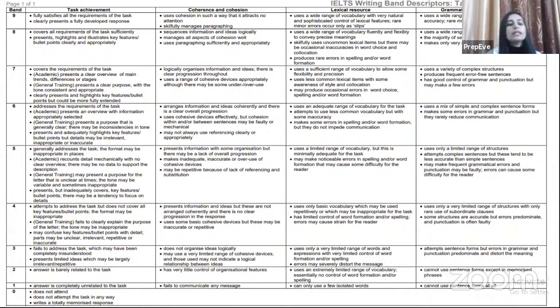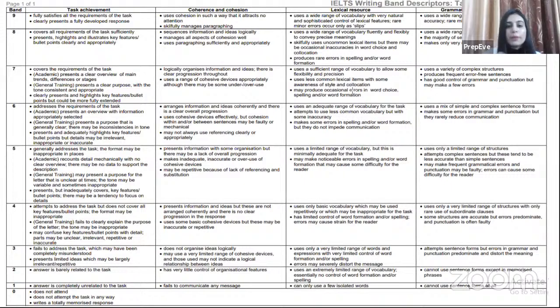The first one is your task achievement. The second parameter on which you're evaluated is your coherence and cohesion. The third one is your lexical resource, and the last one is grammatical range and accuracy. Each of these four parameters carries a weightage of 25%, which basically means that each of these parameters is equally important. A lot of students focus on just one parameter and forget about the others, and that's precisely the reason why you're not able to score the desired band score in your writing.